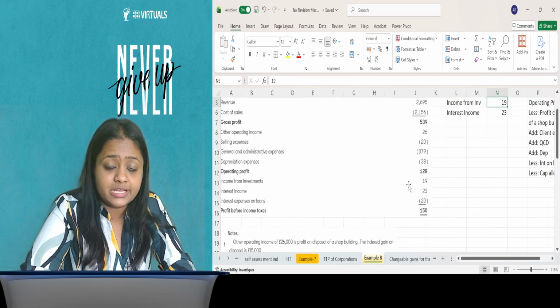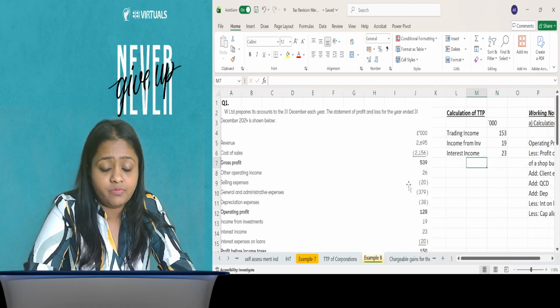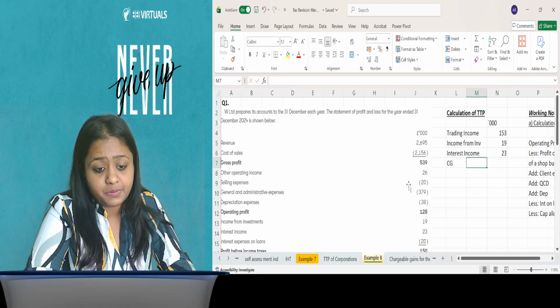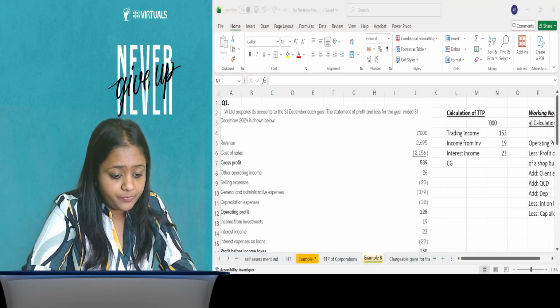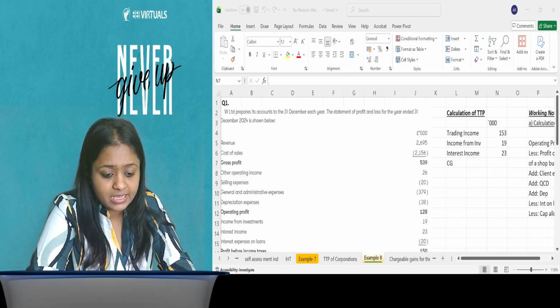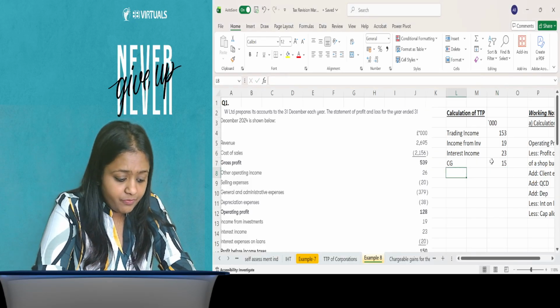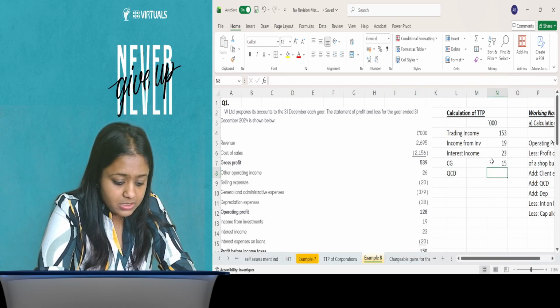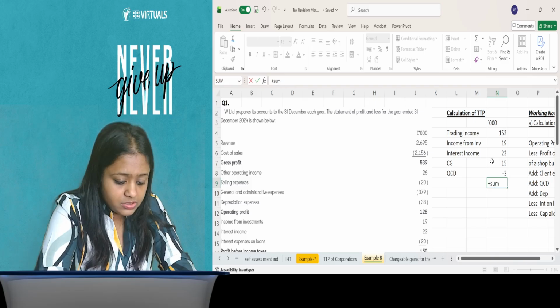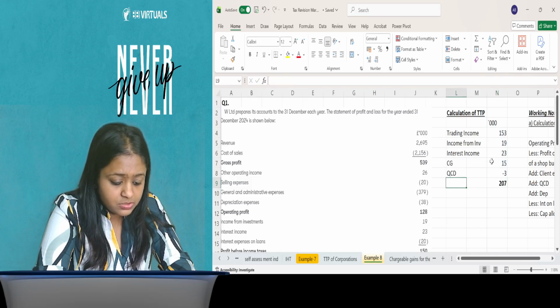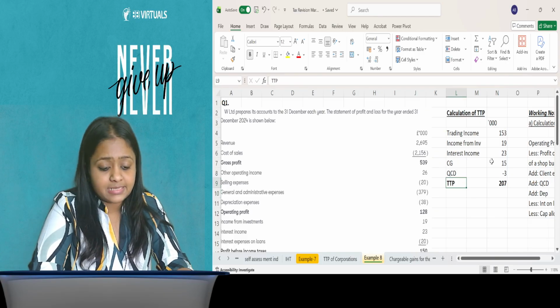So chargeable gains we have to take, and you know indexed gain will be the gain that will be coming for chargeable gains. So here chargeable gain I will take, and I will add 15. To know more about the index gain, guys, I will tell you when we go to the next chapter. And we will reduce QCD. QCD is 3. You reduce it, and now you get your TTP. Your TTP is 207. Total taxable profit.